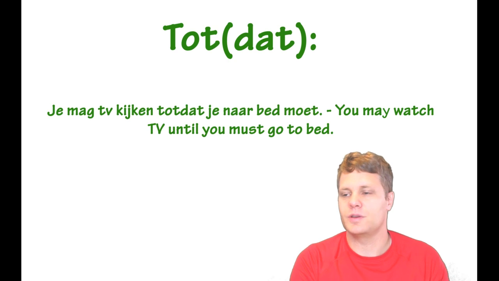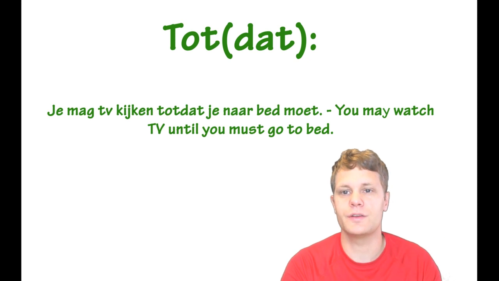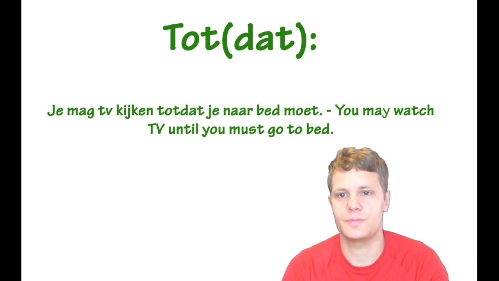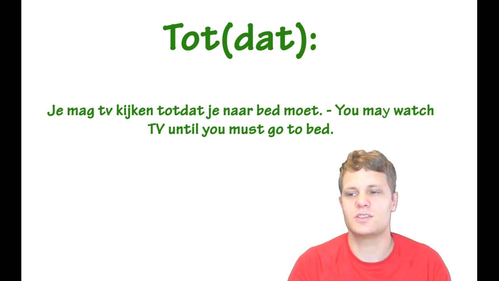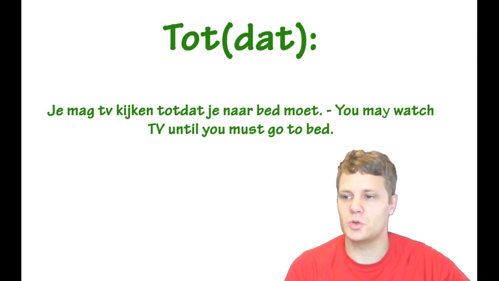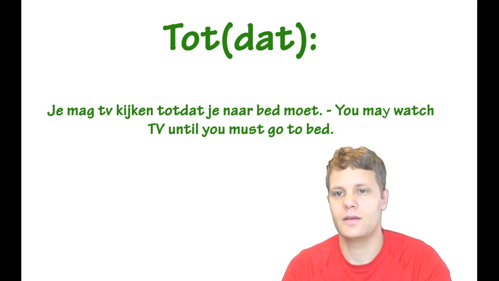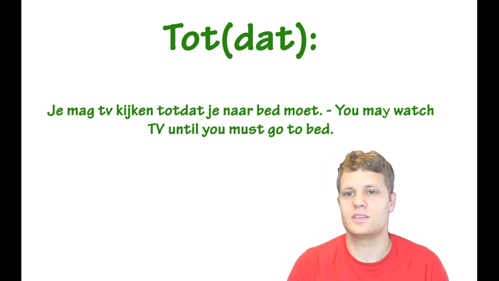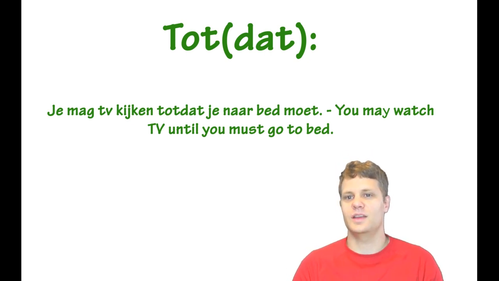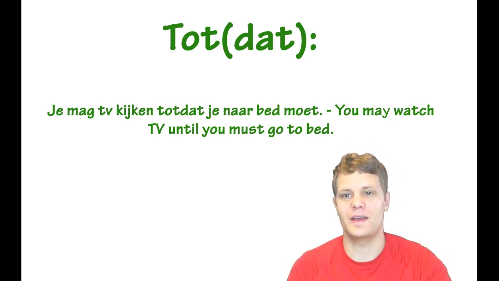The word totdat, until. We've already gone over one sentence. Let's look at another one. "Je mag tv kijken." So literally they say you may TV watch, because to watch TV. They don't say you may watch TV. They say you may TV watch, right? Because it's a subject. "Totdat je naar bed moet." Totdat is until. You to bed must. And to bed is to must go to bed. "Je moet naar bed." It means you must to bed. And really, they just leave out the go. I don't know why, maybe it's laziness. But if I say, hey, "je moet naar bed," it means you must to bed. You have to go to bed, right?